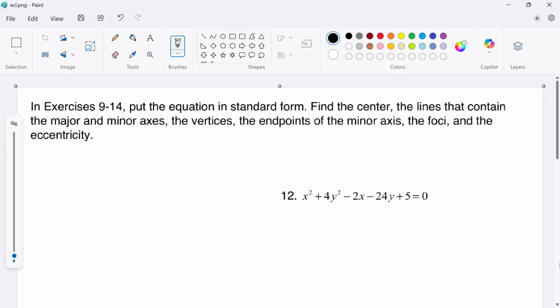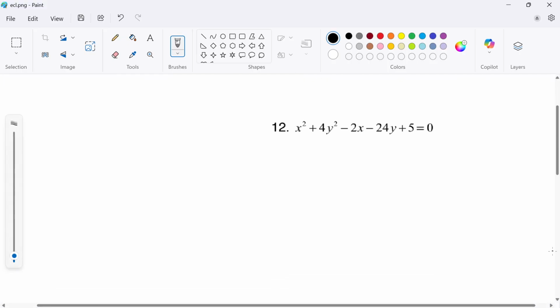So the first thing I'm going to do, I notice this is an ellipse because the number in front of x squared and the number in front of y squared are different, but they have the same sign, and so that's an ellipse. So I'm going to put the x's together. I'll put x squared minus 2x, and then I'll put plus 4y squared minus 24y. And I'm going to put the minus 5 on the other side. I'll subtract 5 from both sides.